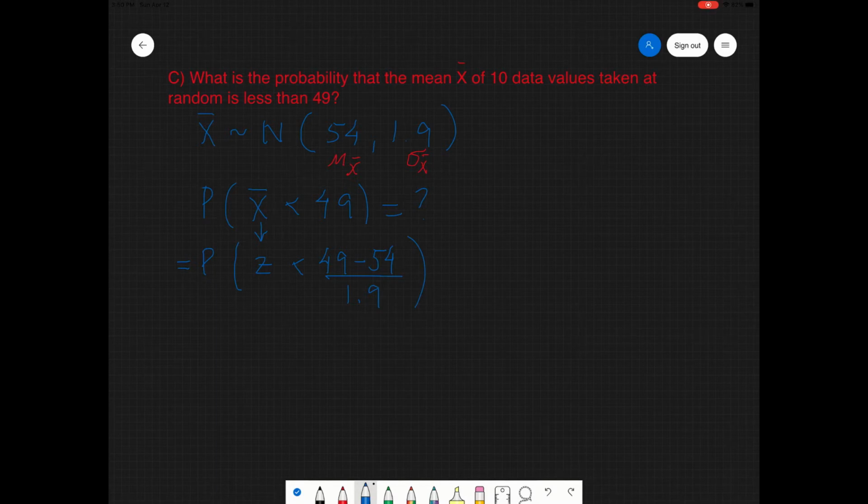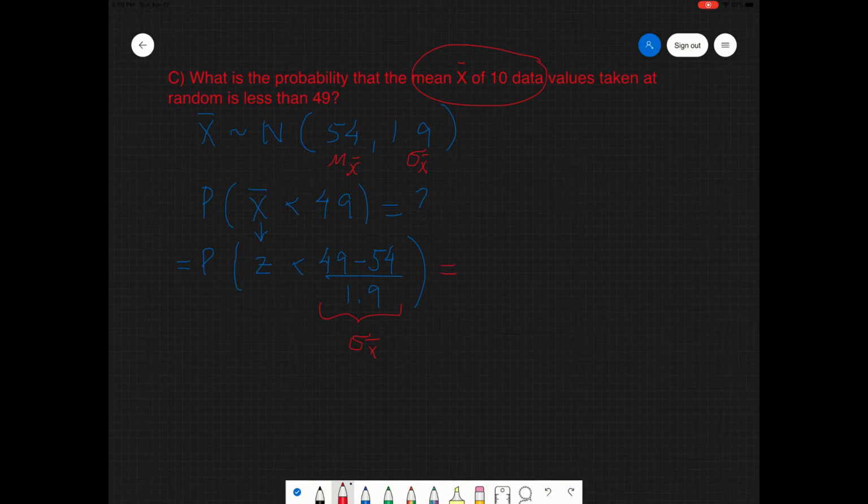Common mistake is when students convert the normal distribution to the standard normal distribution, they use the original standard deviation from the population and not the standard deviation of the sampling mean. So please notice that we actually divide this by 1.9, which is the standard deviation of the sampling distribution, and not divided by 6, which is the standard deviation of the population. We are working with the means of samples, X bar.